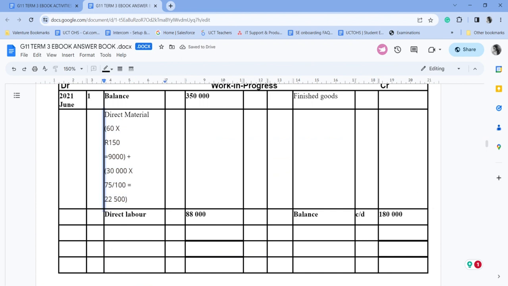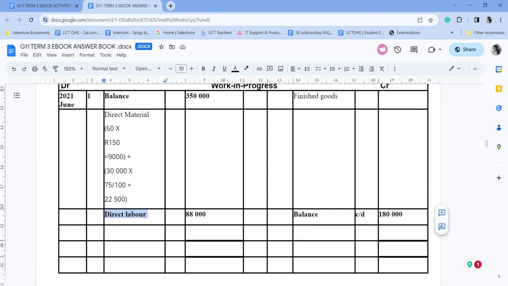Yeah. So on your side, I advise you to just put the numbers in calculators and see what you are getting on your calculator on your other side. Okay, because it's 9,000 rand plus 22,500. So you should be able to get the answer there.